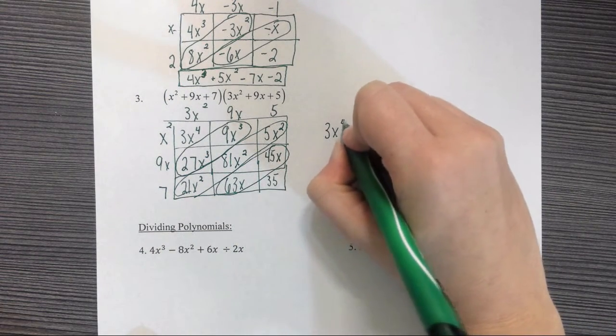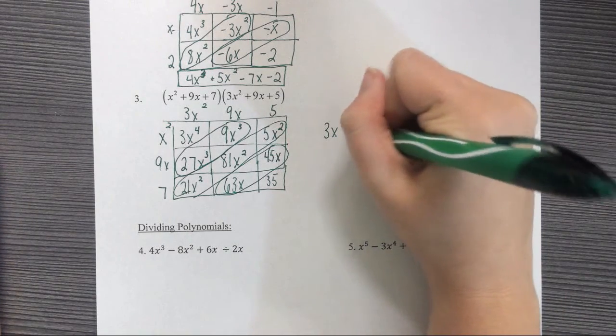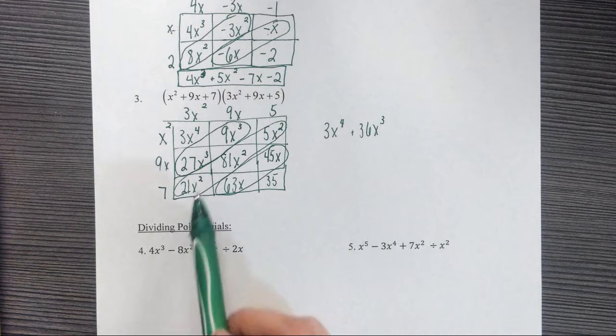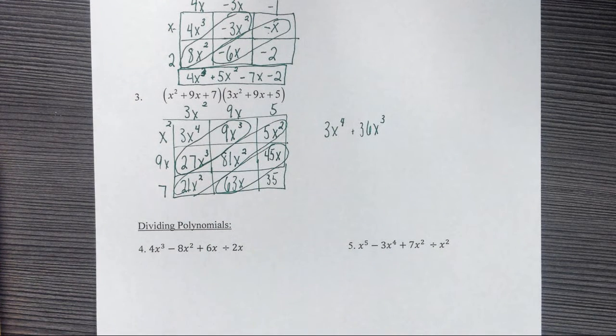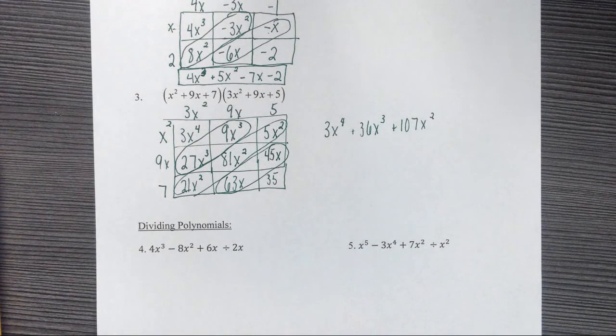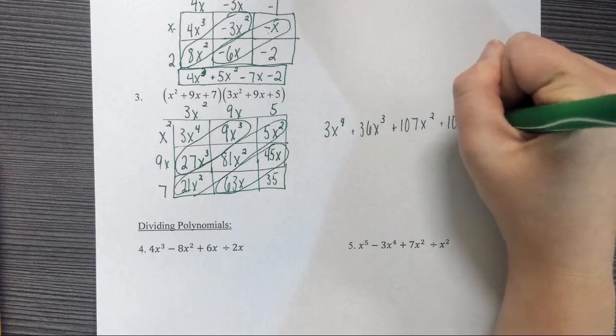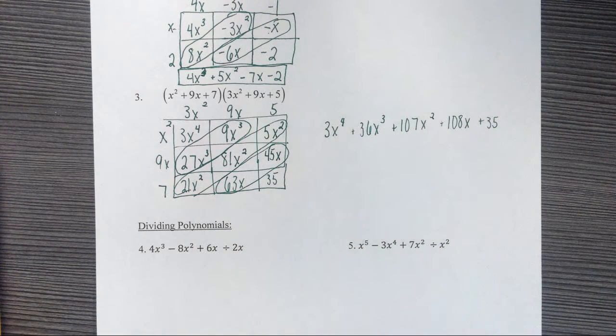So my final answer should be 3x to the fourth. Okay, so we have 3x to the fourth, and then I add 27x cubed plus 9x cubed. So that's going to give me 36x cubed. Then I add all three of these terms. I'm going to add 21x squared plus 81x squared plus 5x squared. That's going to be 107x squared. Then I can add my x's. 63x plus 45x is going to be 108x. And then lastly, we just have 35.